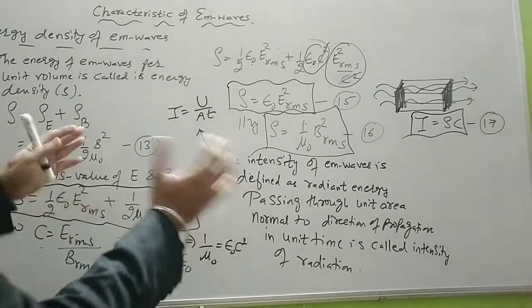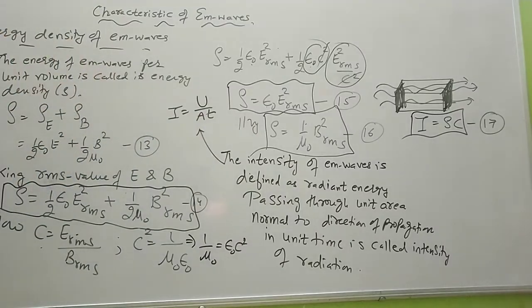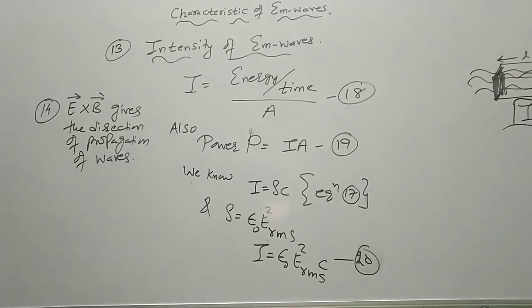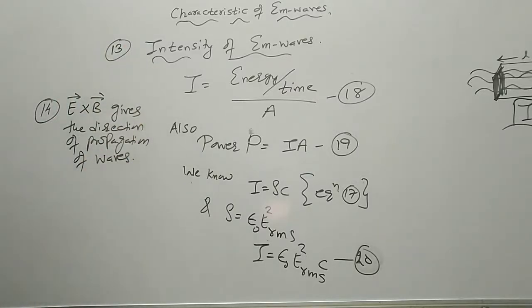Now let us see the last characteristic. So this was all the information about the energy density. Now the last characteristic is about the intensity of the electromagnetic waves. Now next characteristic is intensity of electromagnetic waves.